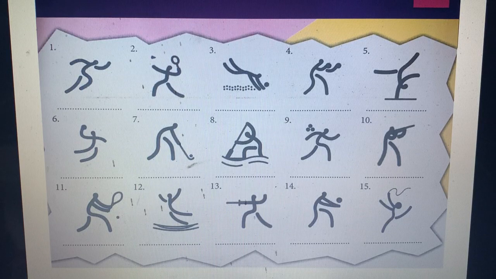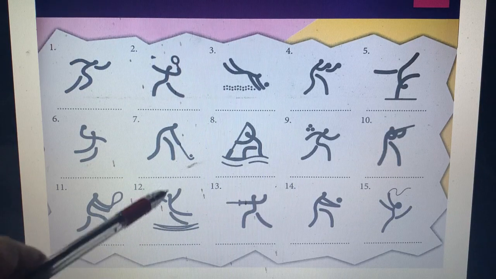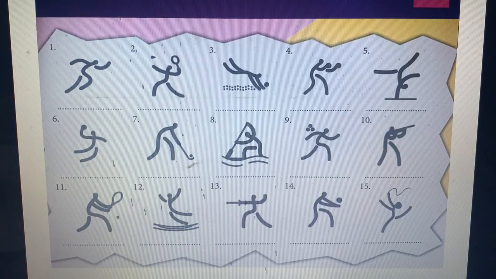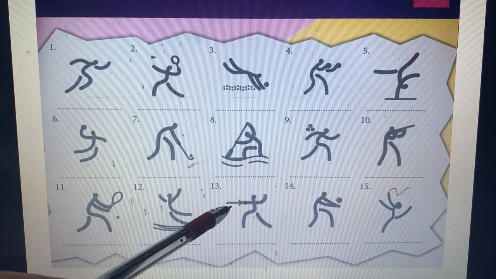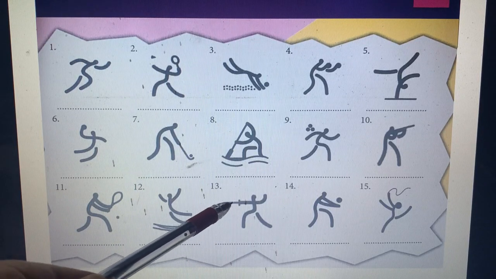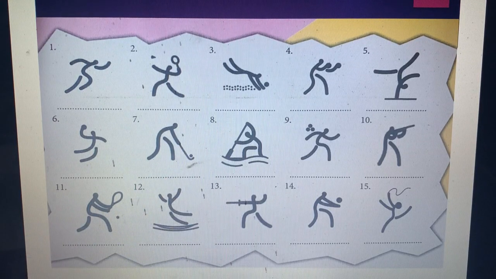Next is triathlon. Triathlon also you all can see. And it is shooting. You can see how the person is shooting with the help of a gun. Tennis also. Then after ten it is trampoline. Trampoline is basically a fabric place and the person is on it and jumping. Then after that, fencing. This is a sword with the help of which the person is playing.